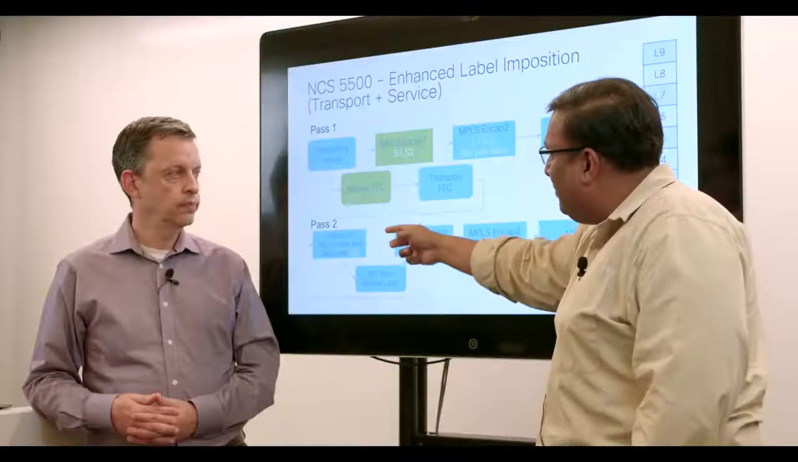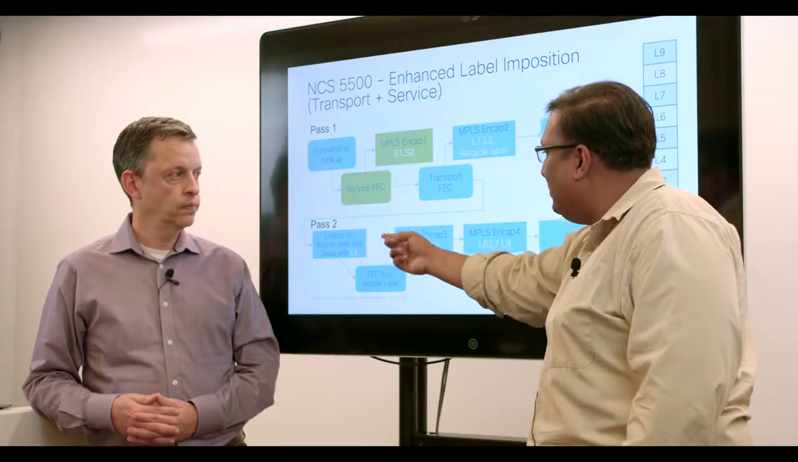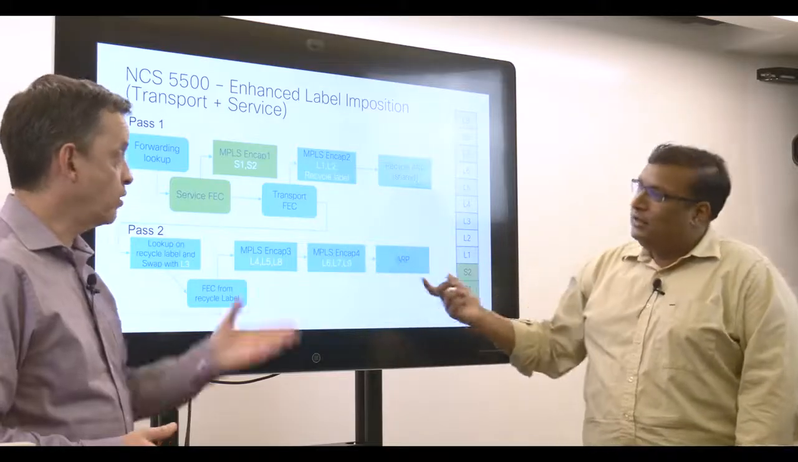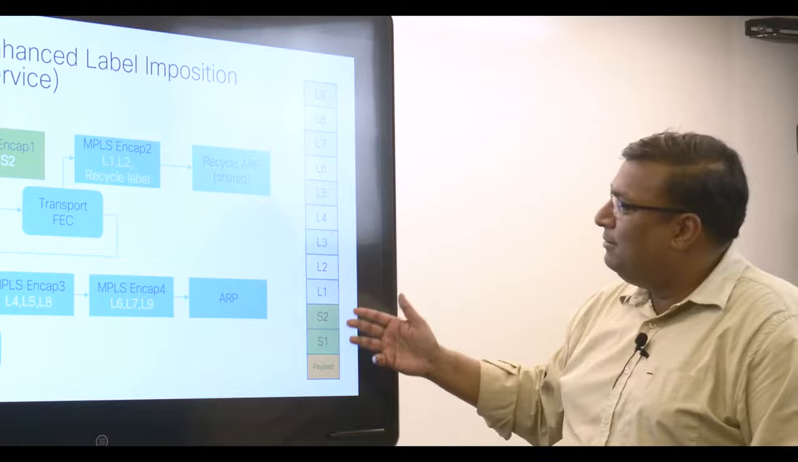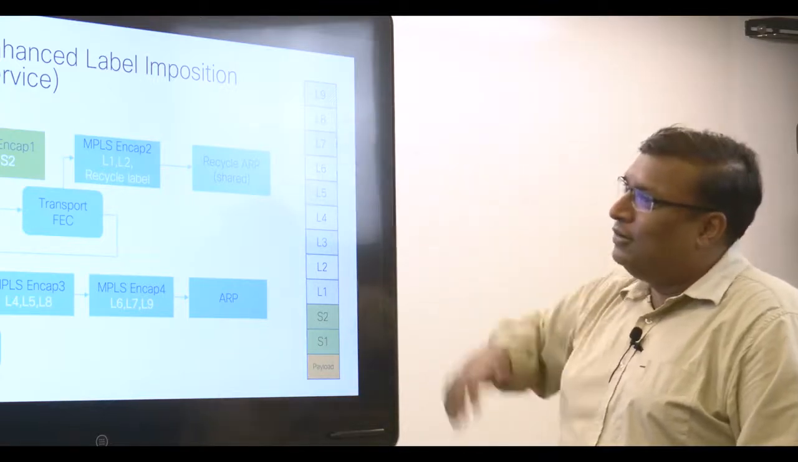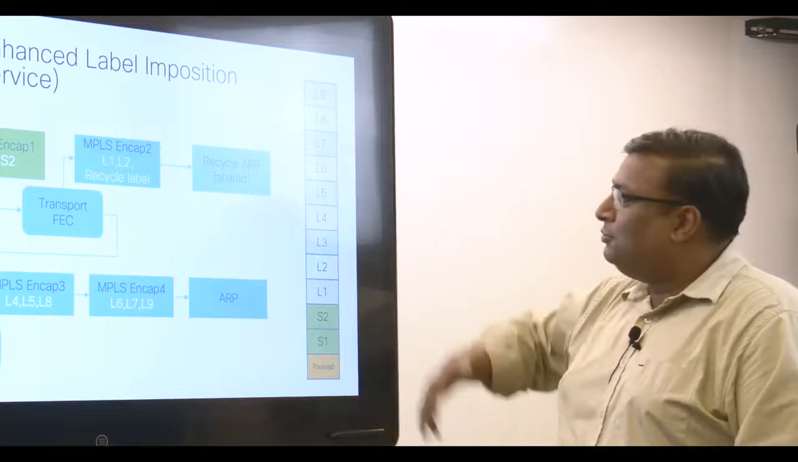So now again the packet comes back to pass 2. So now the recycle label is swapped with another label, and then we push another 6 labels. So in the end result, we have 2 service labels and we have up to 9 transport labels, which is still quite a lot. So we can get totally 9 transport labels.